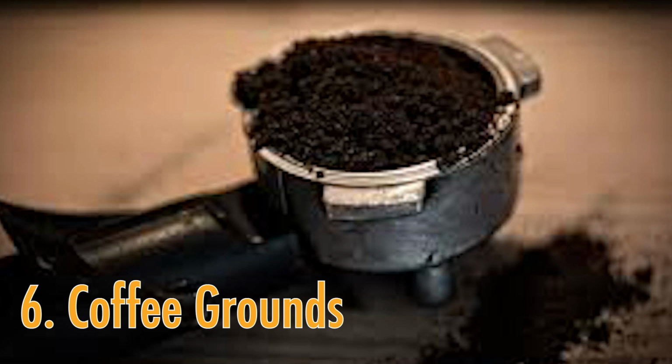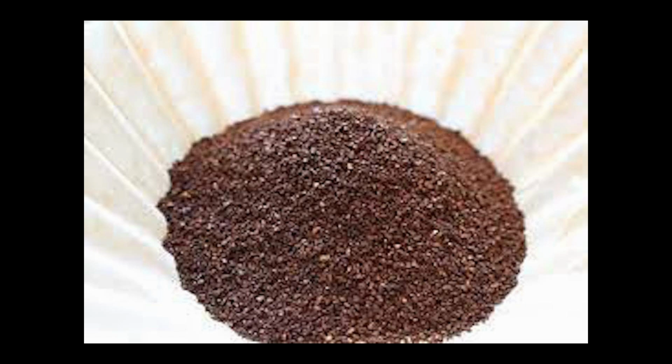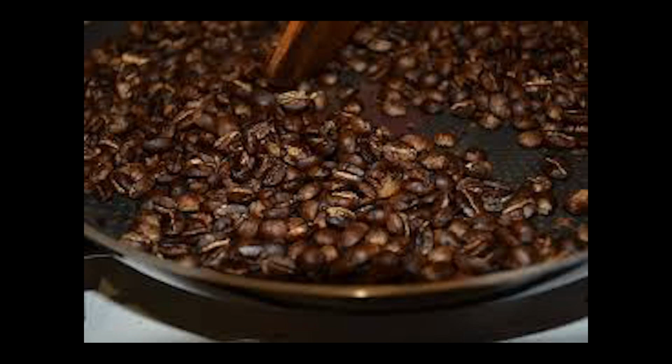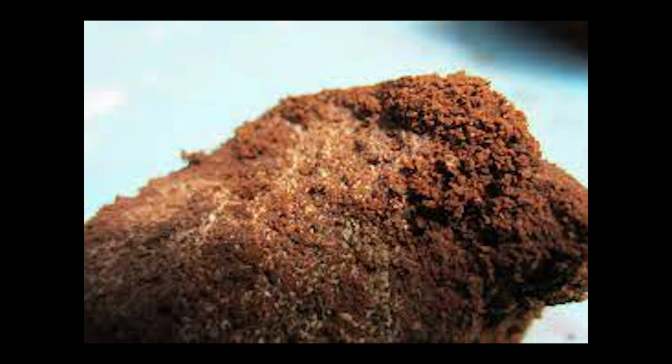Number 6. Coffee grounds. Many plants prefer a more acidic soil, like blueberries, roses, or tomatoes. Coffee grounds can be used to help acidify soil. You can do this by top dressing, sprinkling used coffee grounds over the surface of the soil. Another option is soaking up to 6 cups of used coffee grounds in water for up to a week and using this for your plants.